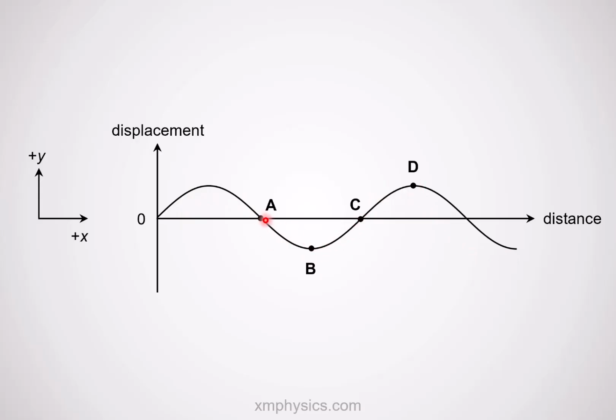Since this is a transverse wave, every point is oscillating vertically up and down, and together they form this wave profile. So how can we tell which point is, at this instant in time, moving downward?